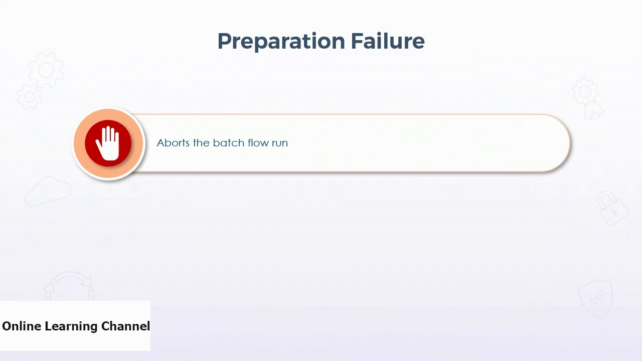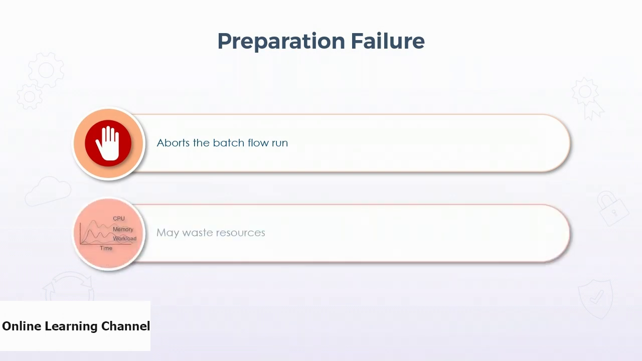When the preparation fails, you should be aware that it may waste resources. For instance, if a Spark cluster environment is spooled up and then the preparation fails, it may continue running for some time, wasting resources and costing money. For this reason, preparation fails should be an exception that doesn't happen very often. If these are happening all the time, you should reconsider how you've set up your batch flow load.